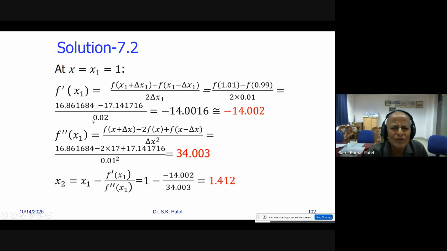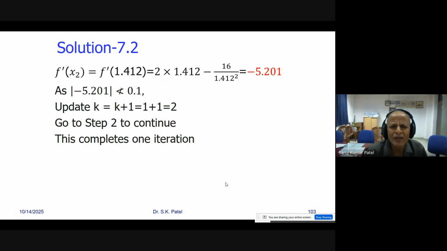Now let us find out the first derivative. So these two difference, put these values, and delta x1 is 0.01, we will get minus 14.002. And double derivative, putting these values, f of x is f of 1, x plus delta x already calculated, x minus delta x already calculated, we get 34.003. And again, using these two values, we will get the next point x2 is equal to 1.412. Same way we can proceed. And at this new point, first derivative is minus 5.202, whose absolute value is not less than 0.1. So we have to proceed.